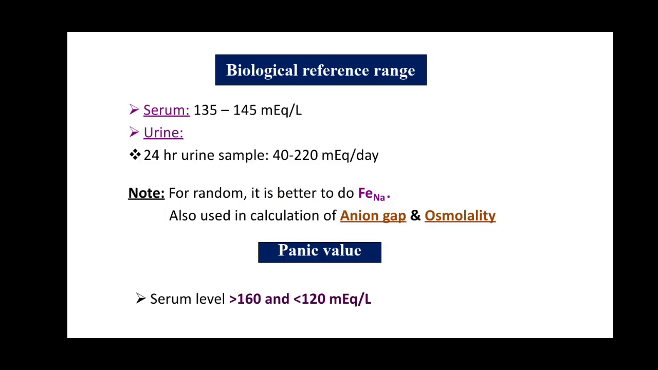The biological reference range in serum is 135 to 145 milliequivalents per liter, and in a 24-hour urine sample it is 40 to 220 milliequivalents per day. It is also used in the calculation of the anion gap and osmolarity of the body. And if the serum level rises to 160 or falls below 120, it is a panic value.